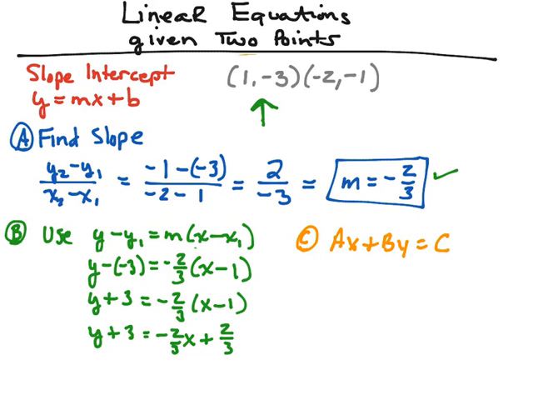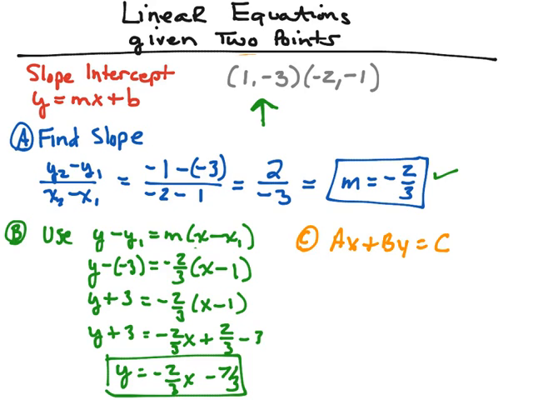Now I'm going to go ahead and write this in the form of a fraction. So if I subtract 3 from that 2/3, 2/3 minus 3 is going to give me a negative 7/3. So I now have my equation in slope-intercept form. y equals negative 2/3 x minus 7/3.